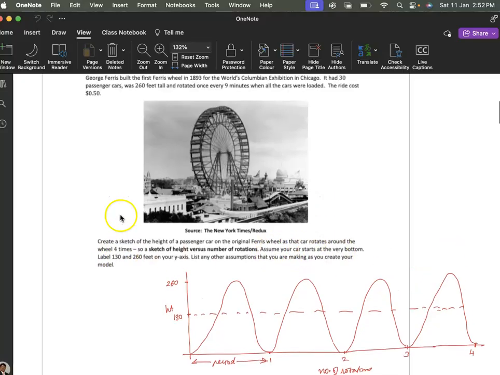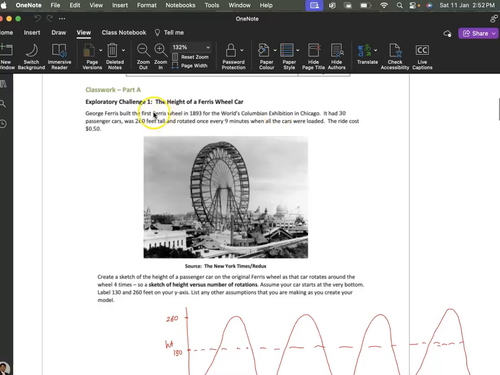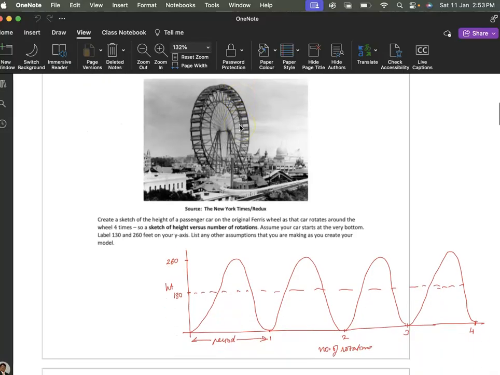The height of the Ferris wheel was given to be 260 feet tall, and it rotates once every 9 minutes. Meaning one rotation takes place in 9 minutes. So if you sit in it at the bottom, it will go round and come back to the bottom in 9 minutes. That's why you consider it as one period. One rotation is 9 minutes.